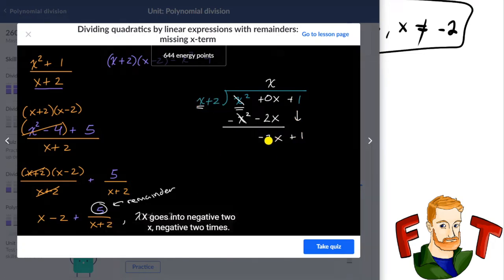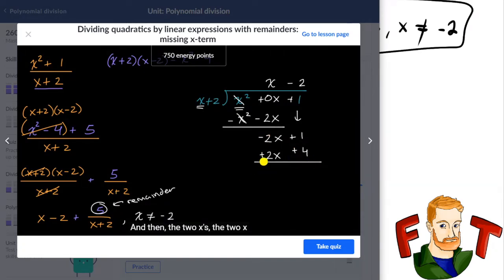x goes into negative 2x, negative 2 times. Put that in the constant column. Negative 2 times 2 is negative 4. And then negative 2 times x is negative 2x. Now we have to be very careful here because we want to subtract the negative 2x minus 4 from the negative 2x plus 1. We could view it as this, or we could just distribute the negative sign. And then this will be positive 2x plus 4.